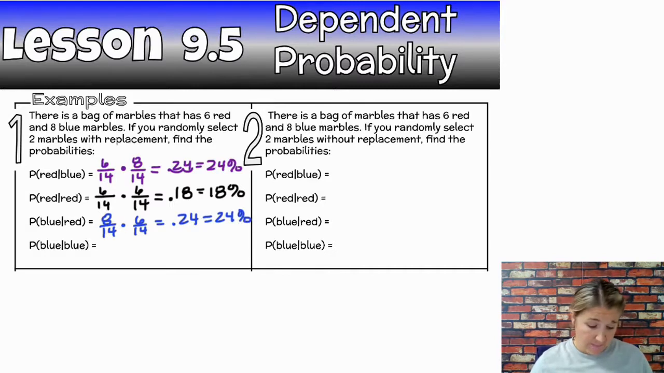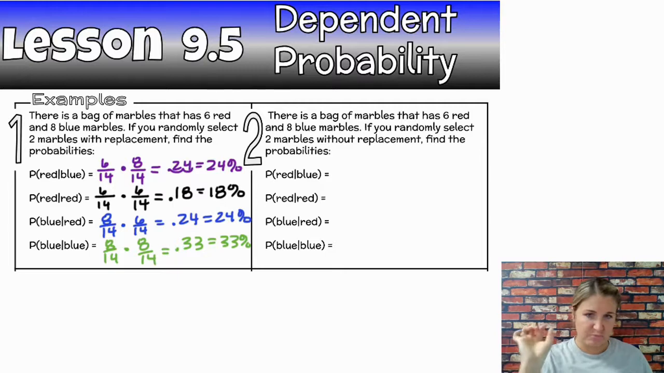And then the probability that you draw a blue and a blue. So I'm going to select a blue first, which is 8 out of 14. And then I'll put it back, draw another one, I get 8 out of 14 again, and so that is going to give you 0.33, or 33%. And so that's with replacement. Nothing changes. It's just probability, multiply them together.